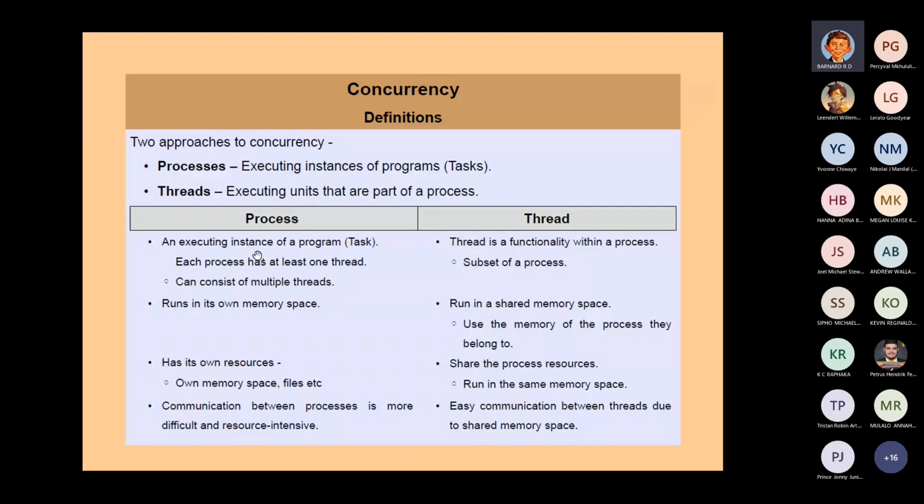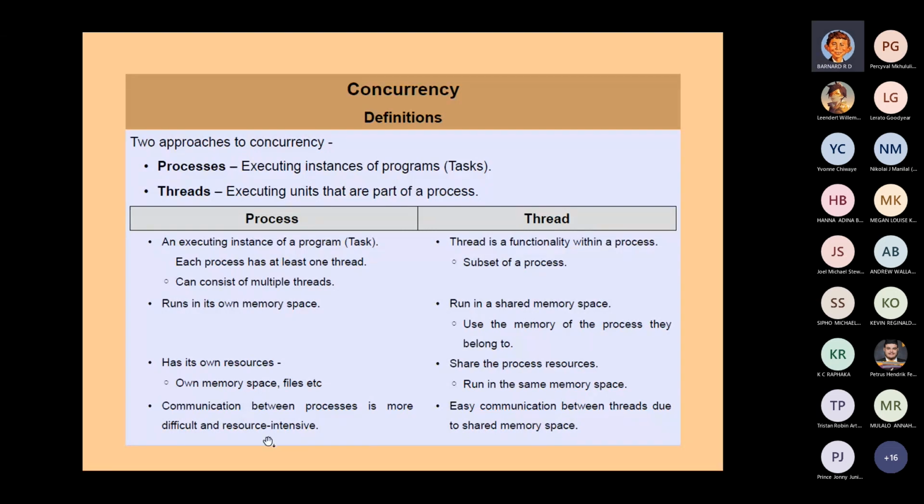And carrying on, a process has its own resources, its own memory space, files, etc. Whereas threads share the process resources, and as we said, they run in the same memory space. Then communication between processes is more difficult and resource intensive. That's because they are completely independent, basically. And threads have relatively easy communication between threads for the simple reason that they are sharing memory space.